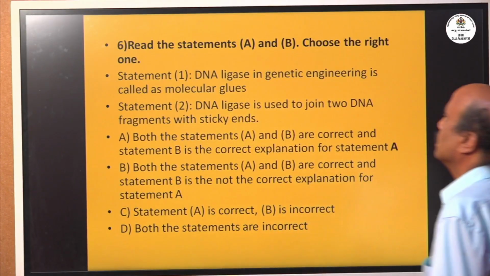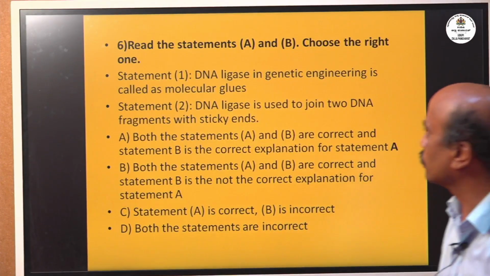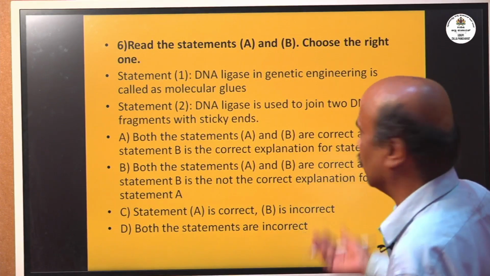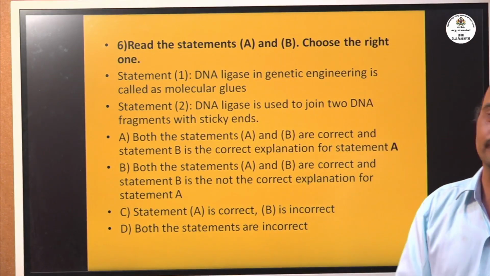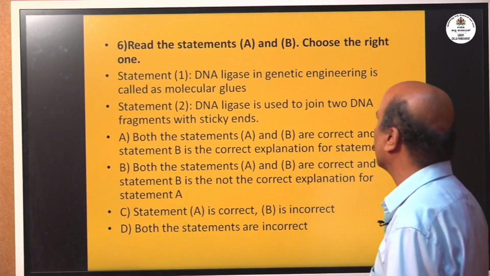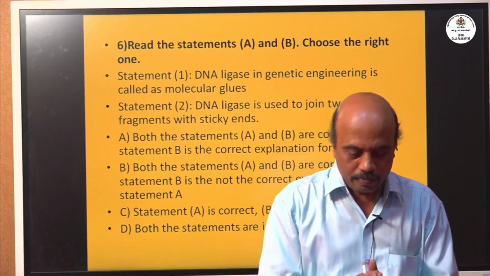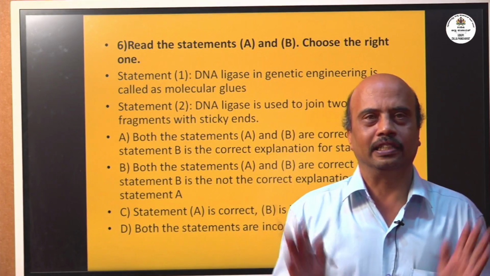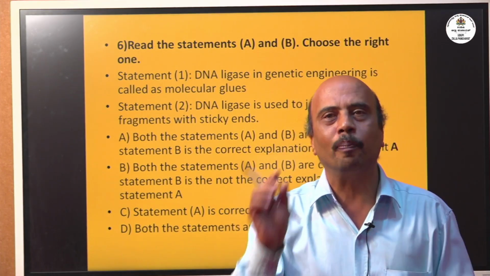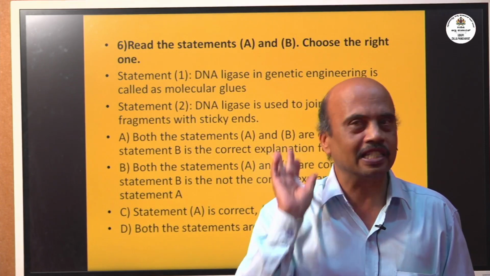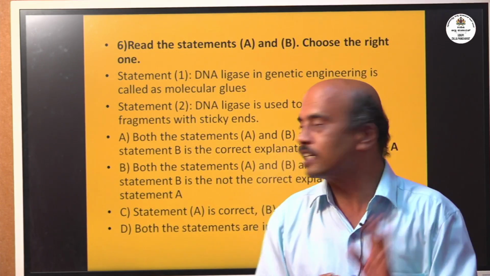Then see the next question. Question number 6. Read statement A and B. Here we have two statements. Statement 1, statement 2. Choose the right one. If both statements are correct, we must select option 2. Okay, option 2 must be selected in this case.